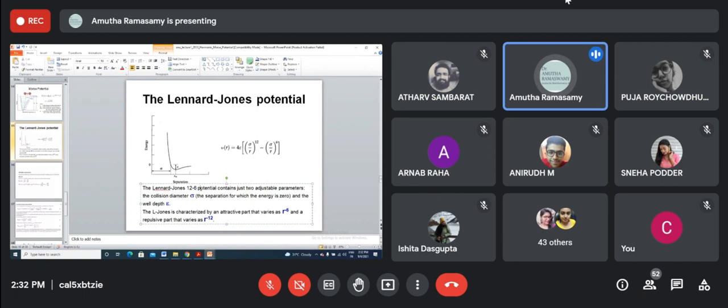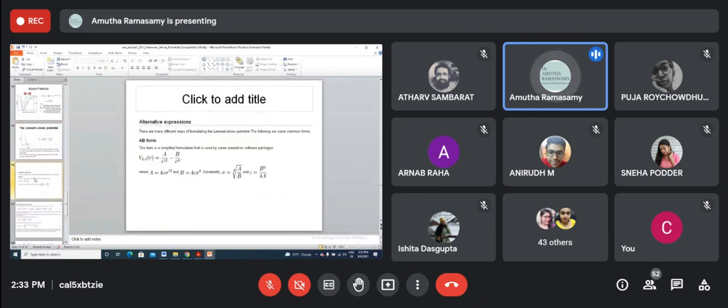The Lennard-Jones 12-6 potential contains two adjustable parameters. One is sigma by r to the power 12. The other one is sigma by r to the power 6. The attractive part is always power 6, because that is the nature of the attraction, and the power 12 is the repulsive term. So we have two terms talking about the non-bonding interaction between two atoms. Overall, you have one potential which is able to talk about the non-bonding interactions between atoms.